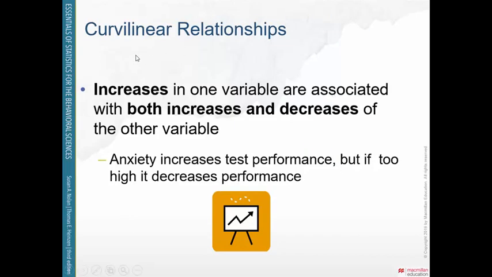There is a special case of what we call a curvilinear relationship. A curvilinear relationship is when there's an increase in one variable that's associated with both increases and decreases of the other variable.